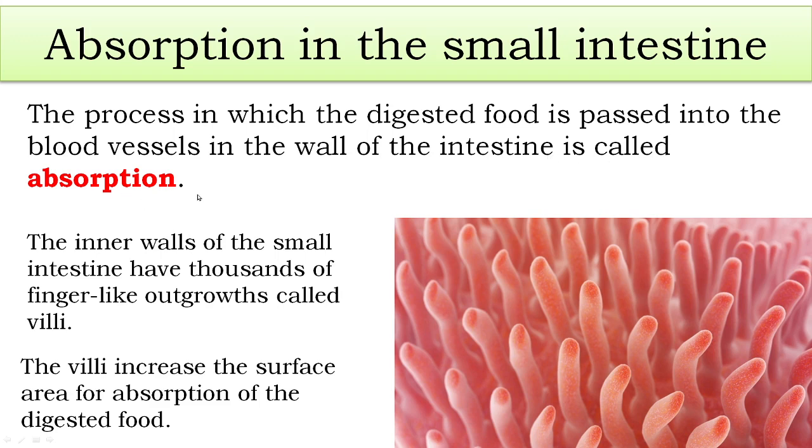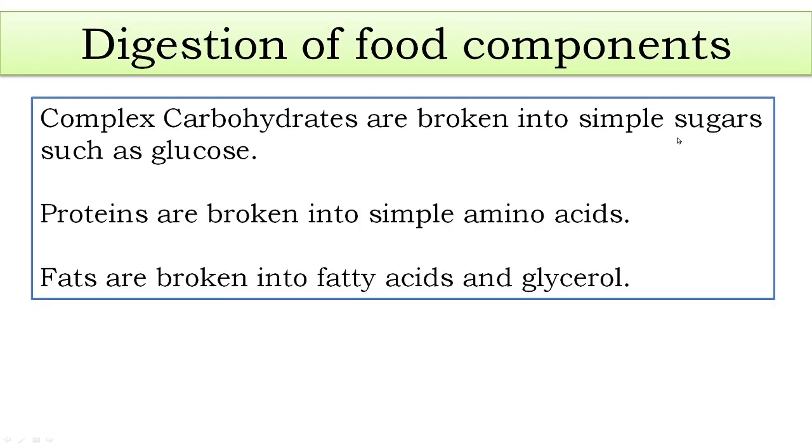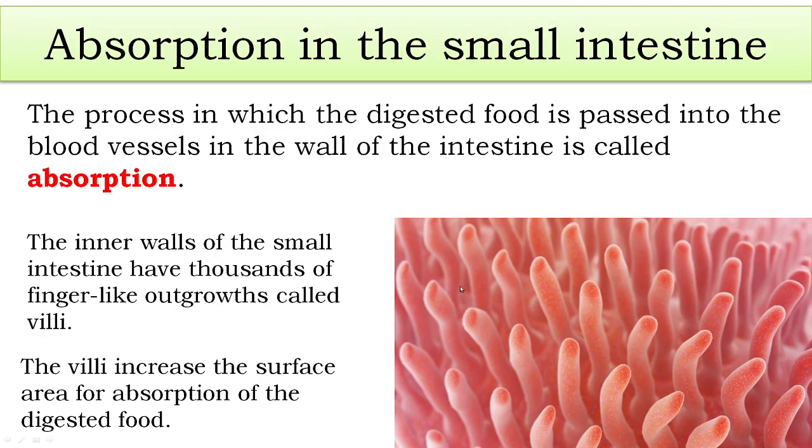Absorption takes place in the small intestine, where the digested simple sugars such as glucose, amino acids, fatty acids and glycerol are absorbed. The small intestine absorbs the digested food material and passes it to the blood vessels. That process is called absorption.